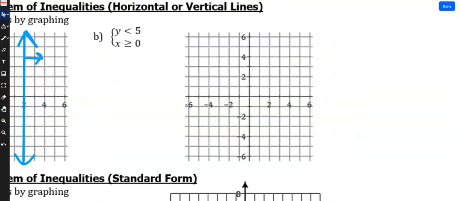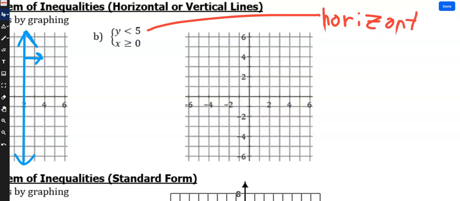So in this one, we have at 5, so this is a horizontal line. It's going to be a dashed horizontal line. Oh, look, I can freehand that one. It's going to be y is smaller than that, so it's shading below.